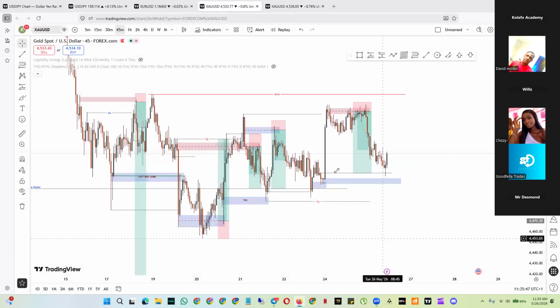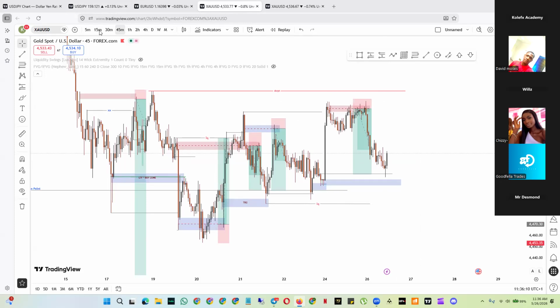Last week we closed bearish on Friday, but during the weekend we had bullish price action, which created a gap for those that trade on Oanda. They will have a very big gap at this zone. Now the gap has been filled, as we can see.